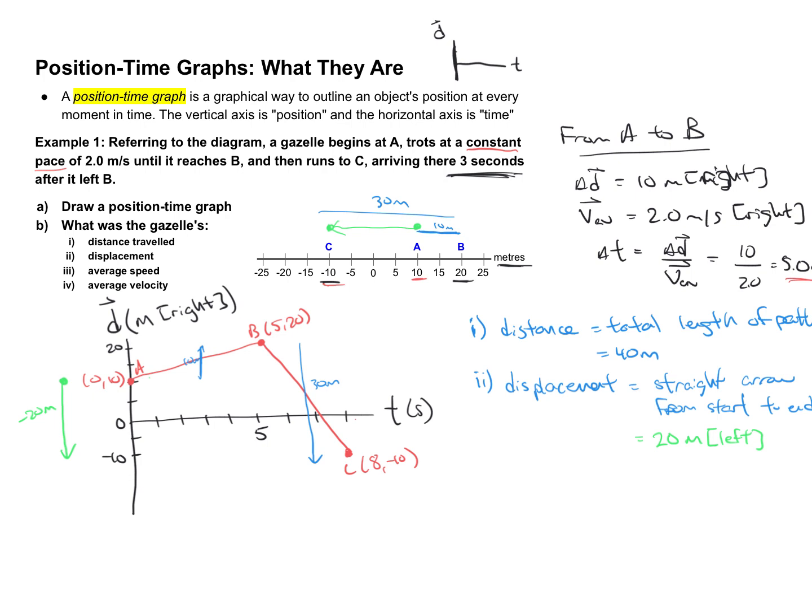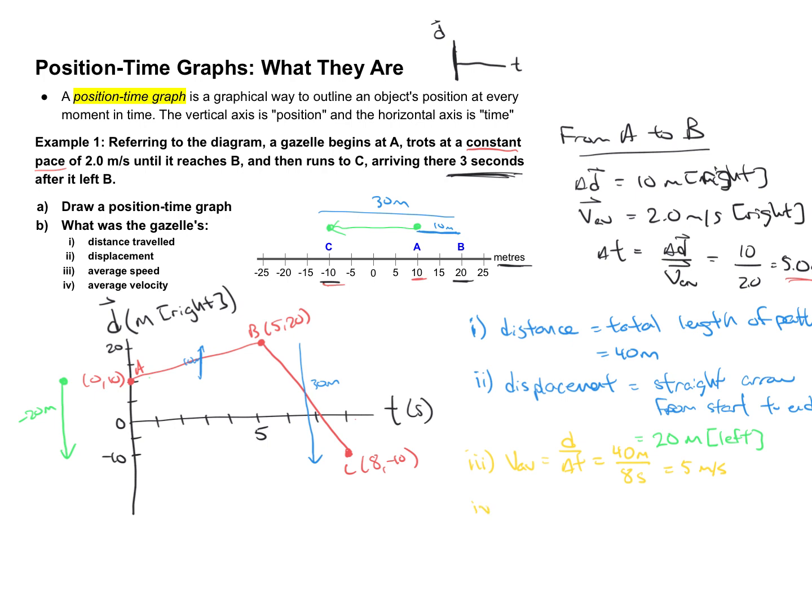Now we're going to do some calculations: average speed, average velocity. So 3 is the average speed. So you're going to go with the formula for average speed, which is distance divided by time. And the distance was the answer to part 1, which is 40 meters. And the time is 8 seconds. The whole thing took 8 seconds. So 40 divided by 8 is 5 meters per second. That's the answer to 3.